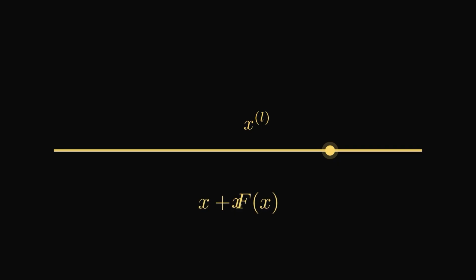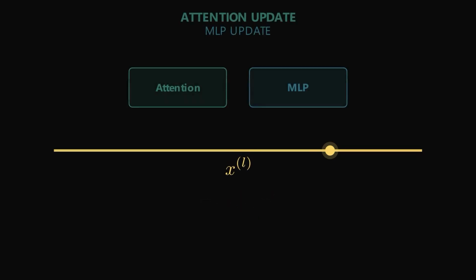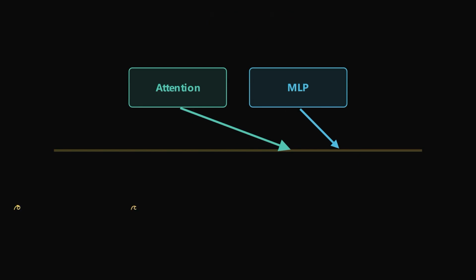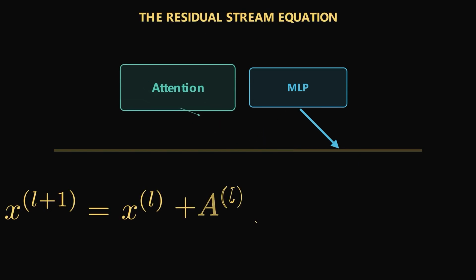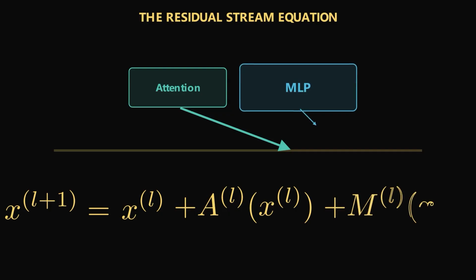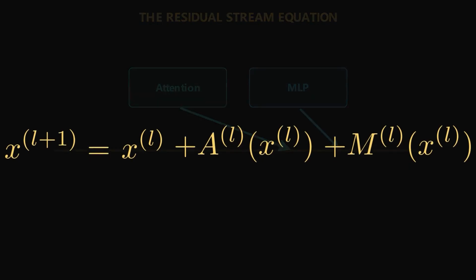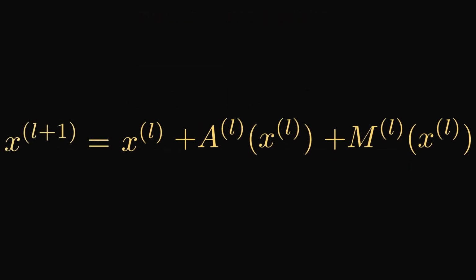If a function f transforms x, the residual connection gives us something as simple as x plus f of x. In a transformer, that f is not just one operation. Attention contributes one update, and the MLP contributes another update. So, in a simplified mathematical picture, the next residual state becomes the current state plus an attention update plus an MLP update. We can write that as x superscript L plus 1 equals x superscript L plus a superscript L of x superscript L plus m superscript L of x superscript L.